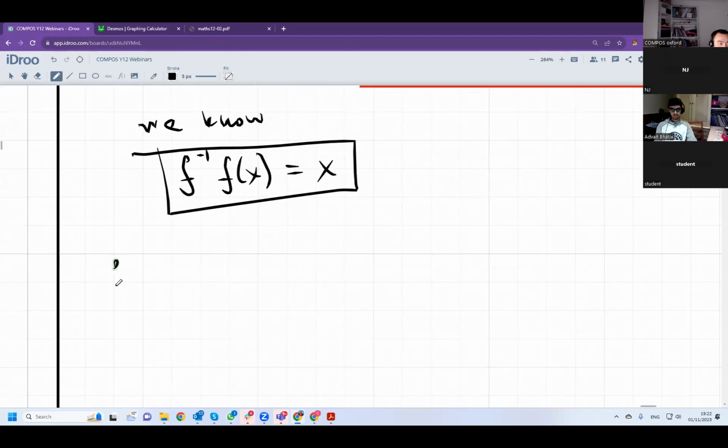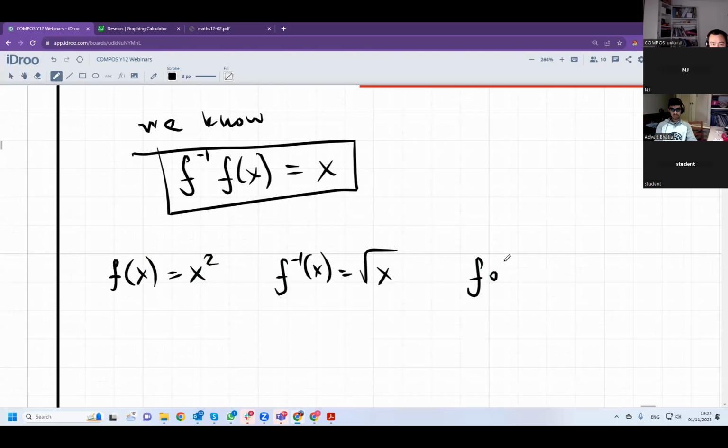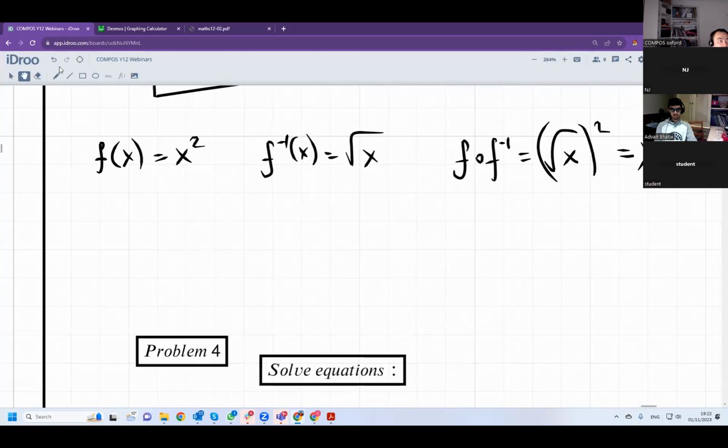So for example, f of x is x squared, and f minus 1 of x is square root of x. These are inverse functions. And if you take the composition, which is the square root of x squared, it's going to be x. And it works with all functions. For example, a logarithmic function. Well, you haven't done logarithmic functions yet, so let's make something simple.